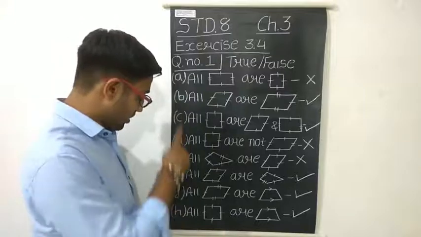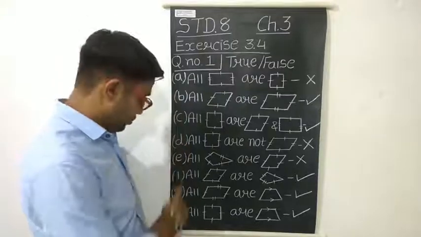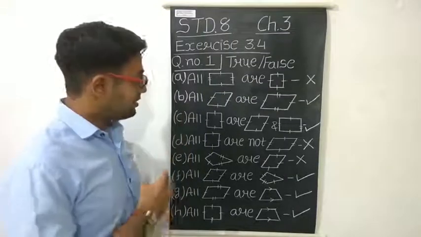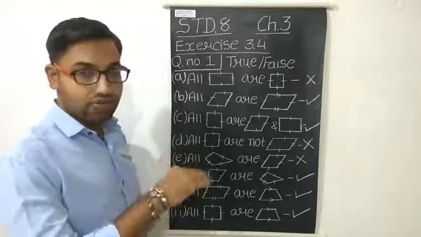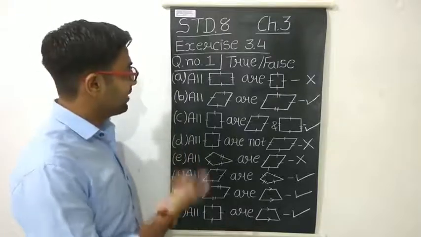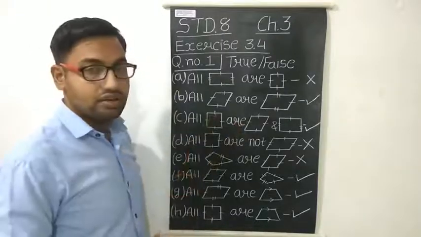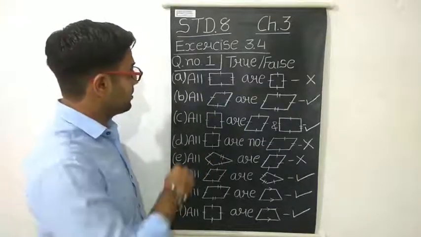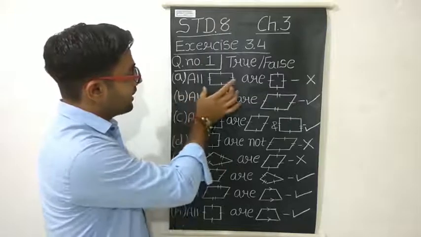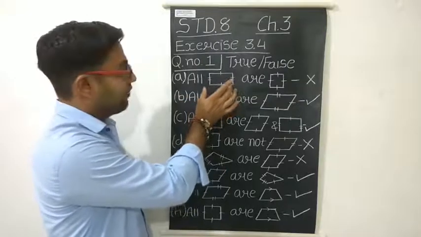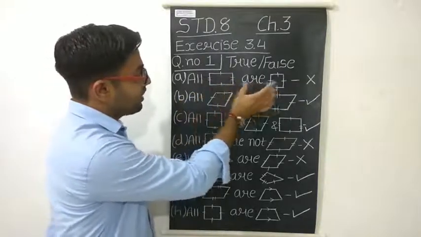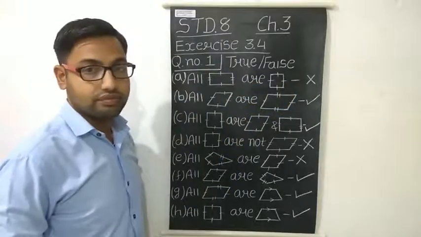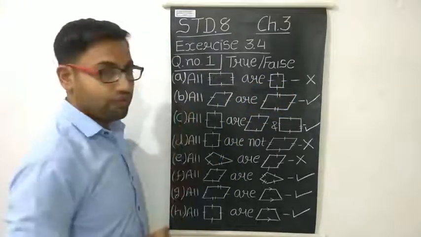Now there are a total of A to H statements. The statements are not written down in words. I have written them down in figures. So what is the first statement? First statement is: all rectangles are squares. This is the symbol of rectangles. So is this statement true or false?